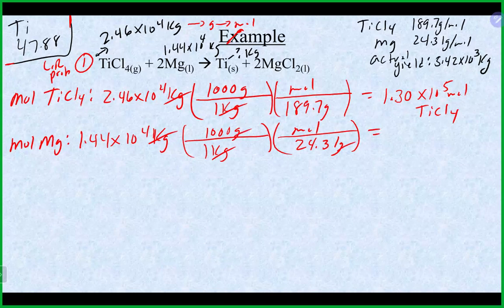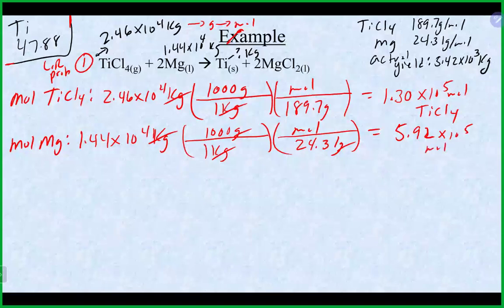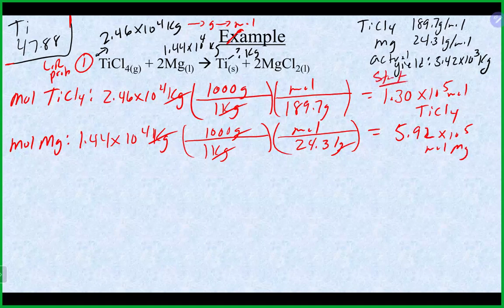And there it will give us 1.44 times 10 to the 4 times 1,000 divided by 24.31. Looks like 5.92 times 10 to the 5 moles of magnesium. These again are our starting amounts of each of these guys. Any questions on there so far?